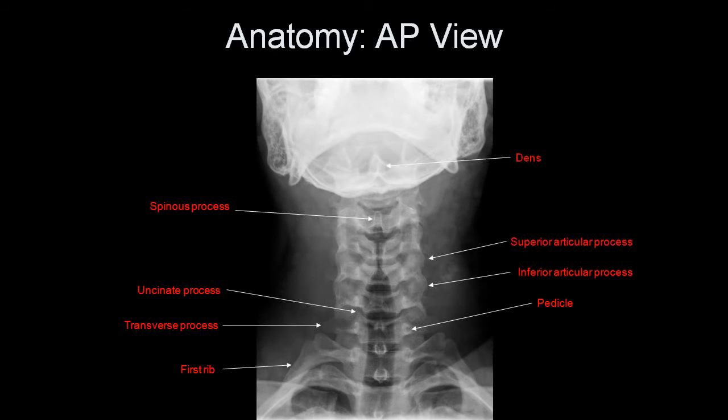On the AP view, you can see the dens projecting over the mandible. You can also see the spinous processes. You can see the uncinate processes of the vertebral bodies, which are these pointy structures. You can see the transverse processes, the superior and inferior articular processes. You can see the pedicles, which are round. You can also see the medial aspects of the first few ribs. And remember again, when you're counting the vertebral bodies, that the first fully formed vertebral body you see is C2, not C1.